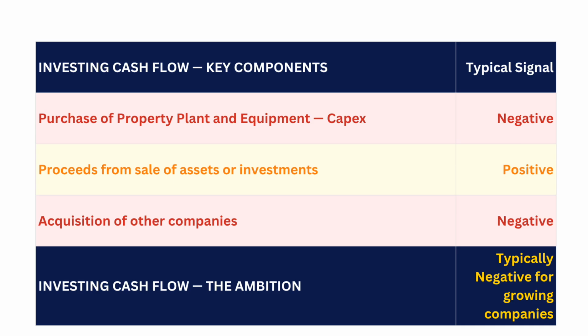Then the investing cash flow key components. Purchase of property, plant and equipment, capex: the typical signal is negative. Proceeds from the sale of assets or investments: the typical signal is positive. Acquisition of other companies: the typical signal is negative. Investing cash flow is typically negative for growing companies, always. Keep this in mind.